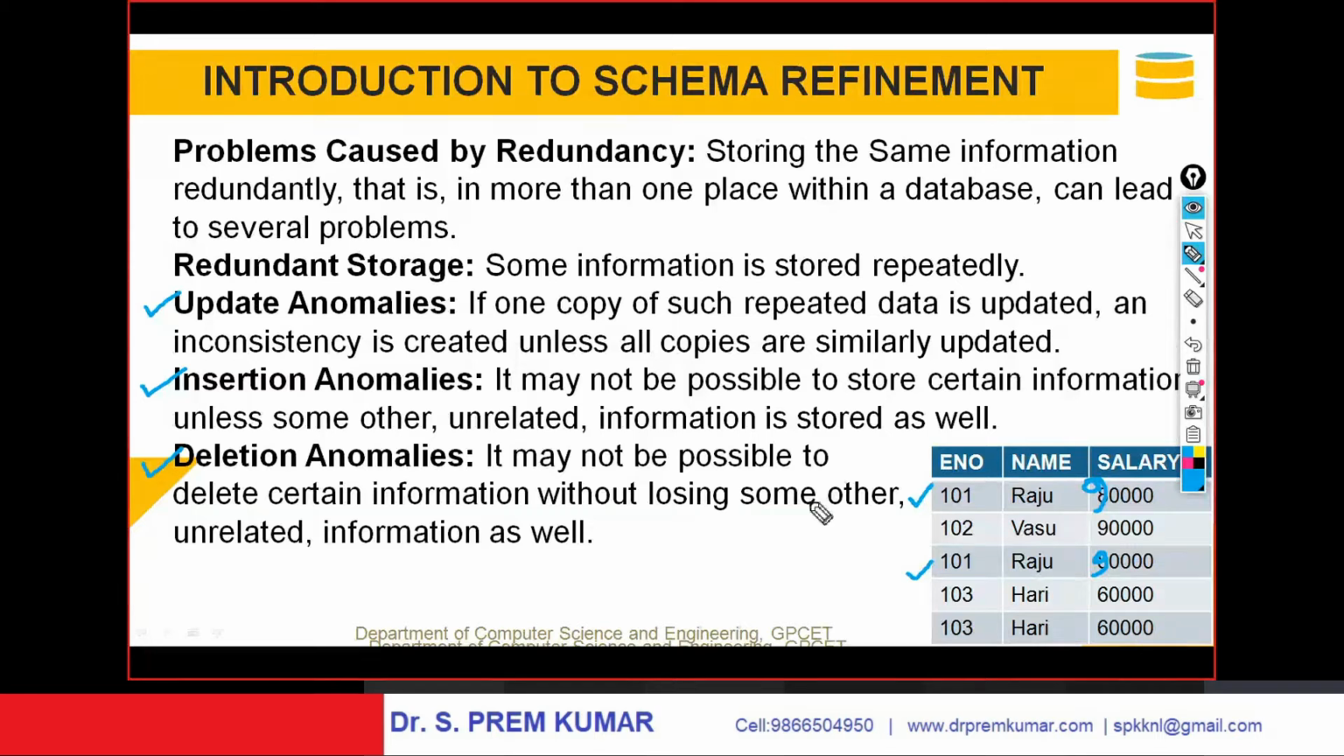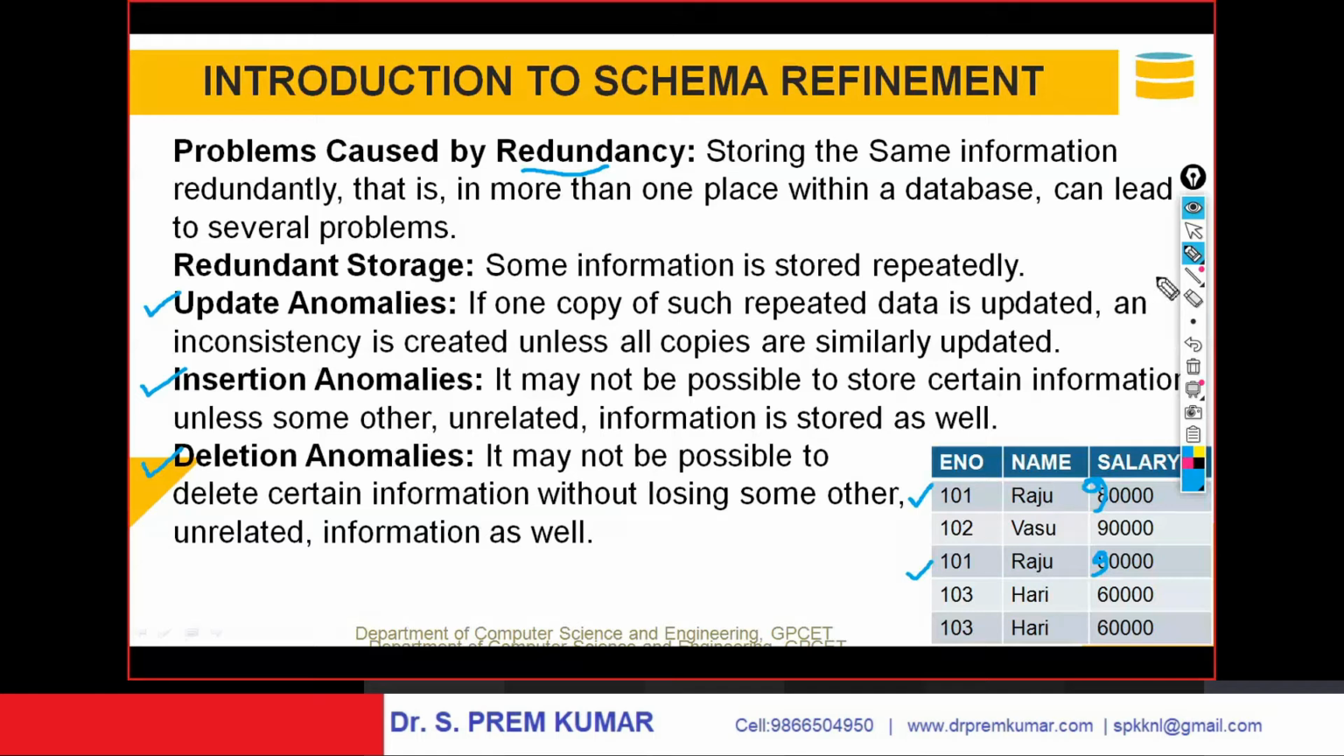So there are three types of problems. If there is a redundancy of data, that is a repetitive storage of data, there will be some problems. The problems are called anomalies. The anomalies are of three types: updation anomaly, insertion anomaly, and deletion anomaly. All these problems come because of redundancy. That is, the repetitive storage of data will lead to these problems. This is the point to be noticed. Just remember: updation anomaly, insertion anomaly, deletion anomaly.